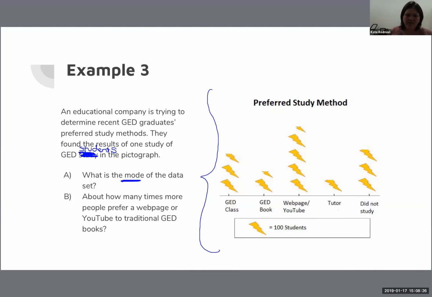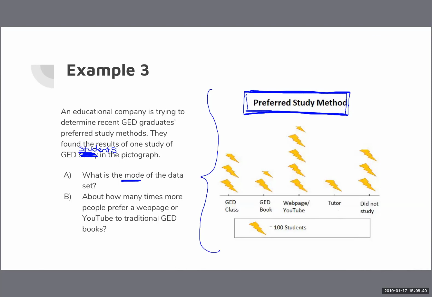Now, the data is what? The data is a bunch of students' preferred study methods. So what is the most common preferred study method? Web page, YouTube. Exactly right. It looks like most of these students preferred using web pages and YouTube to study with. And James is like, yep, Khan Academy is great. That's definitely a web page you could use to study for the GED. Okay, so what is the mode of the data set? It doesn't have to be a number. It really is, in this case, web page or YouTube, because that was the most common item.